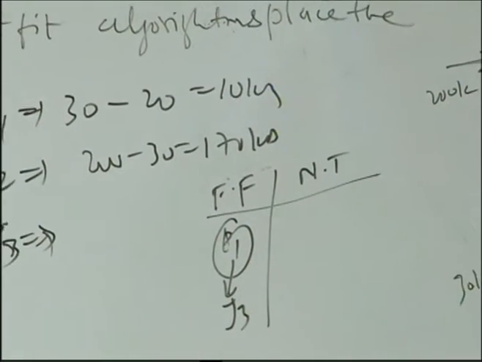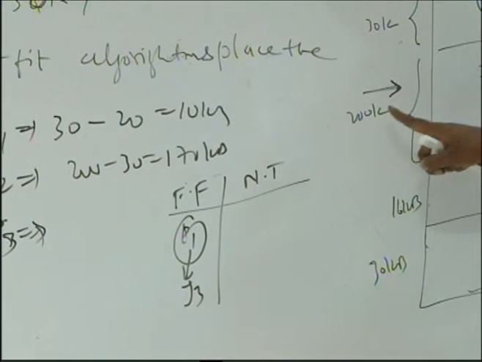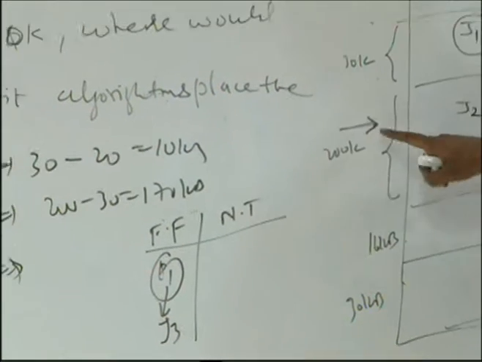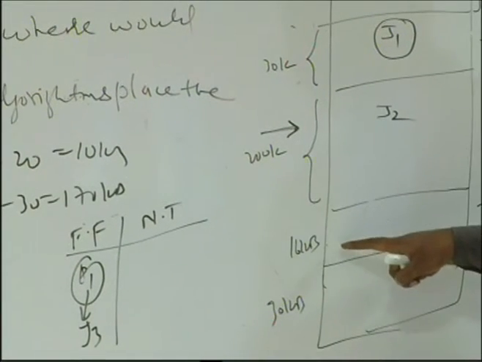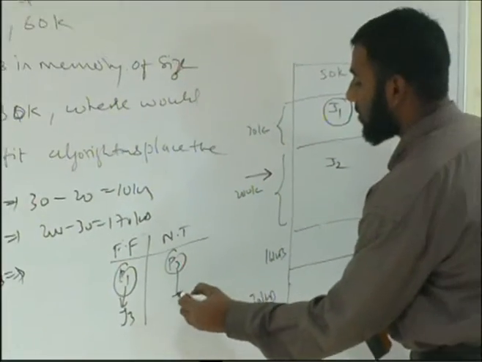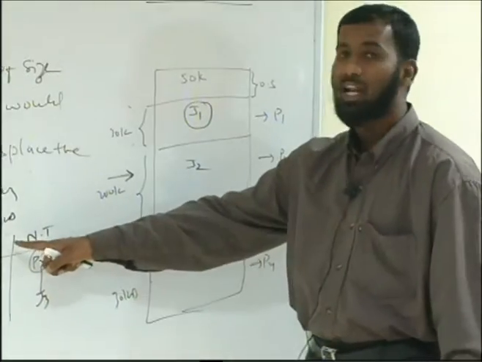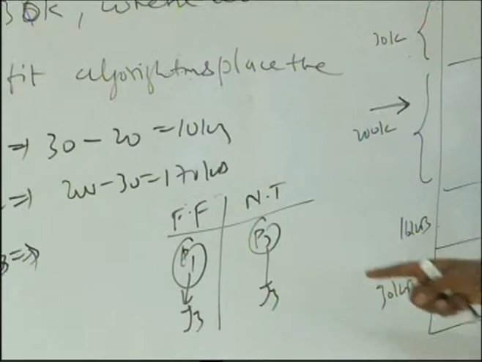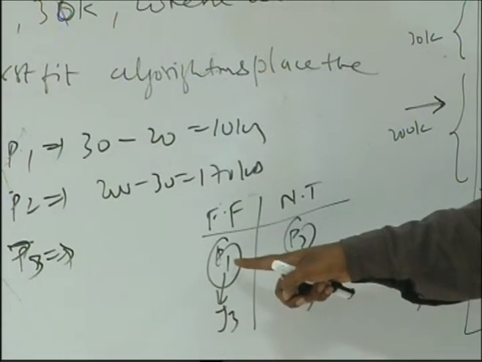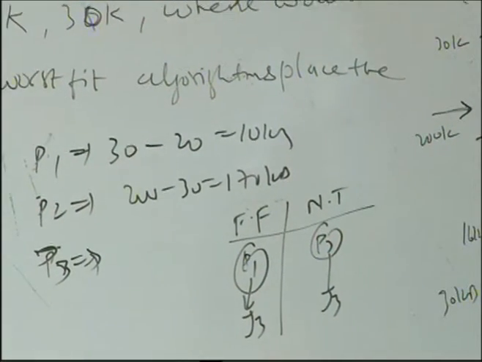Whereas using next fit, the last allocated block was 200. Now what happens? It doesn't scan from the beginning, but it starts scanning from here. So it will check and allocate partition P3 for job J3. So that is the difference between these two algorithms. Both functionality is the same, but the starting point is different, because of which job 3 sits in partition P1 in first fit, but in partition P3 in next fit.